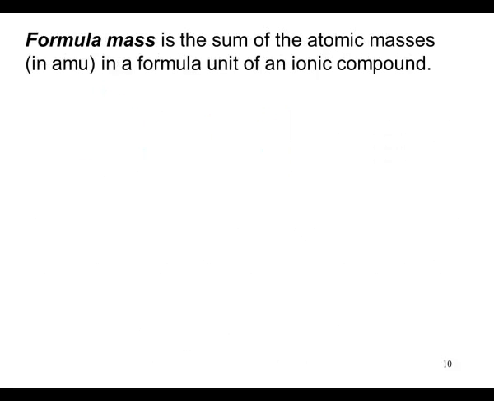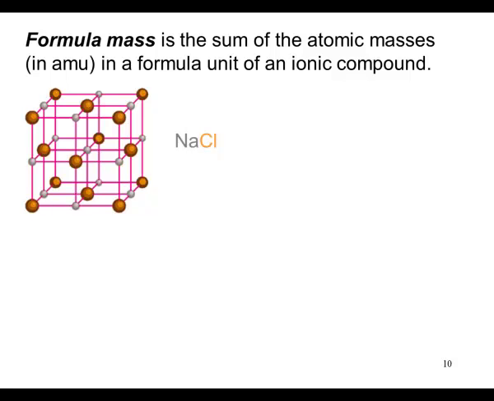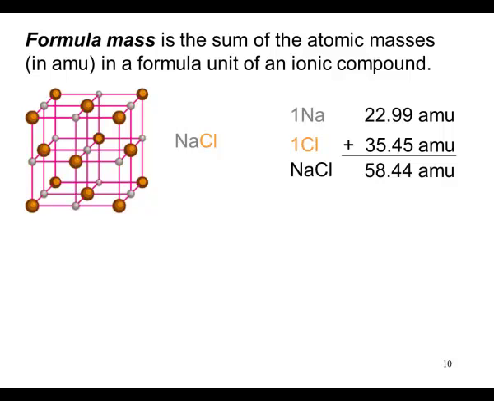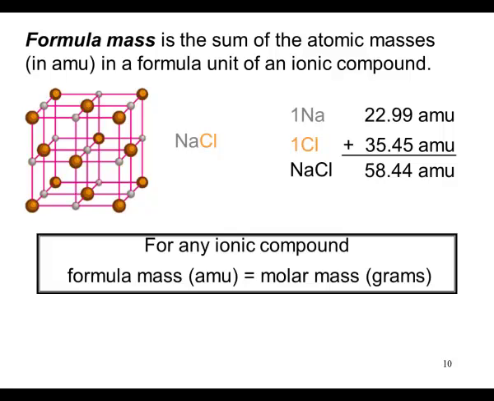Formula mass is used when we talk about ionic substances. It is the sum of the atomic masses in AMUs in a formula unit of an ionic compound. Here we have sodium chloride. The sodium is 22.99 AMUs and the chlorine is 35.45 AMUs. The sum is 58.44 AMU.